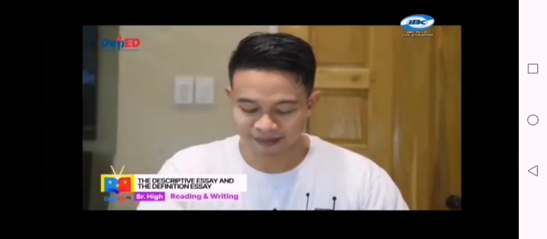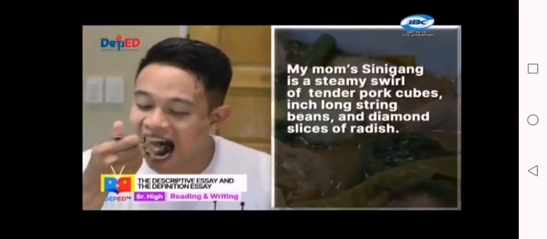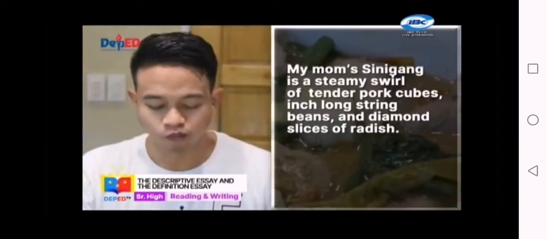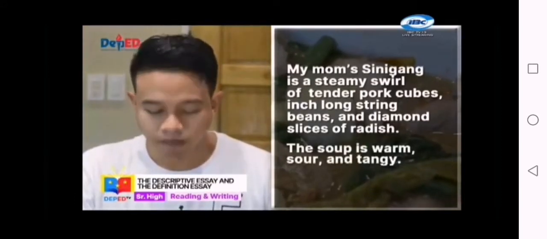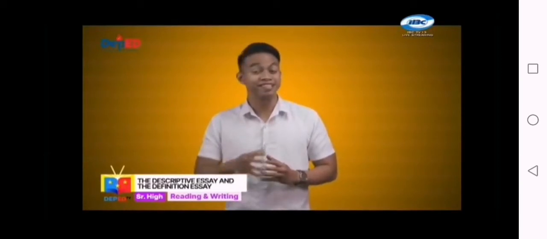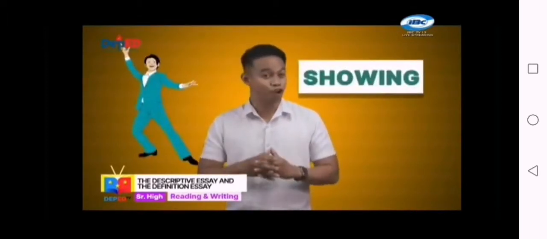What about this description? My mom's sinigang is a steamy swirl of tender pork cubes, inch-long string beans, and diamond slices of radish. The soup is warm, sour, and tangy. This time, we perceive a more accurate description of sinigang. We can also picture the ingredients, including the texture of the pork, the length of the string beans, the shape of the radish, as well as the temperature and the taste of the soup. This is an example of showing.